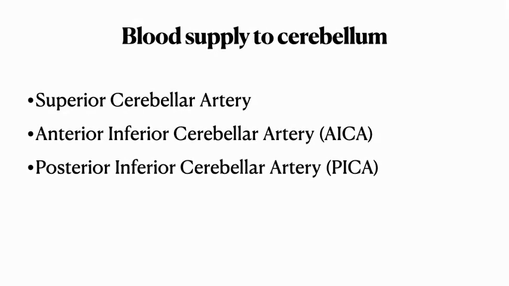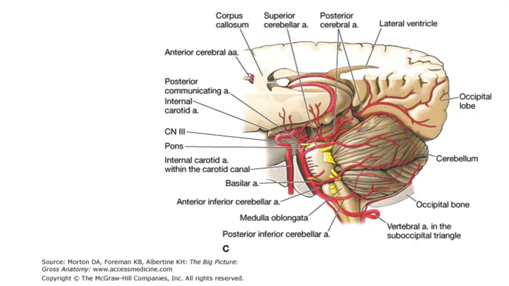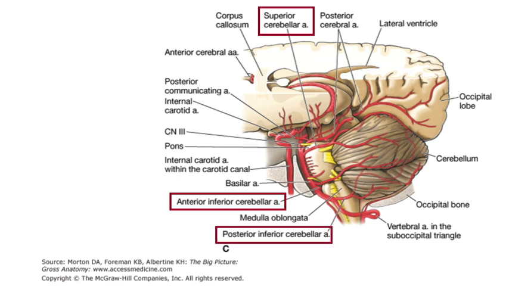The three major arteries that provide blood supply to the cerebellum are the superior cerebellar artery, anterior inferior cerebellar artery, also called AICA, and the posterior inferior cerebellar artery, also called PICA. Here is the superior cerebellar artery. Here is the anterior inferior cerebellar artery, AICA. And here is the posterior inferior cerebellar artery, PICA.